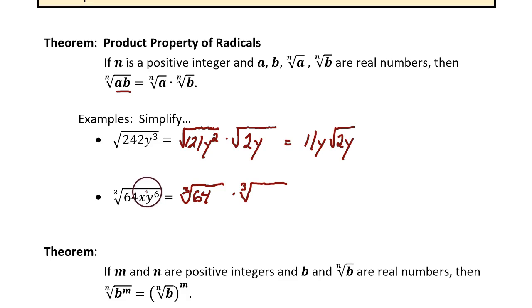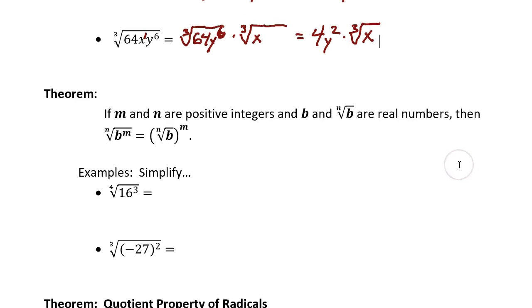X to the first power, however, is not a perfect cube. Let's put the x factor in that radical. Y to the sixth power is a perfect cube, so we'll leave it in the first radical. One more step. Find the cube root of every factor written in the first radical. The cube root of 64 is 4, and the cube root of y to the sixth power is y squared. Leave the other radical in radical notation.